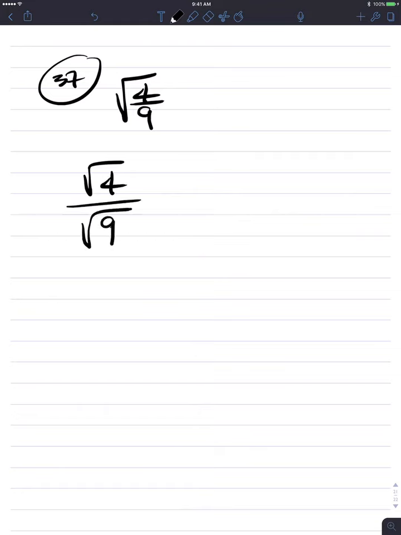Number 37. The square root of 4 divided by 9. By the quotient rule, the square root of a quotient is quotient of square roots. The square root of 4 is 2. The square root of 9 is 3. We're done.